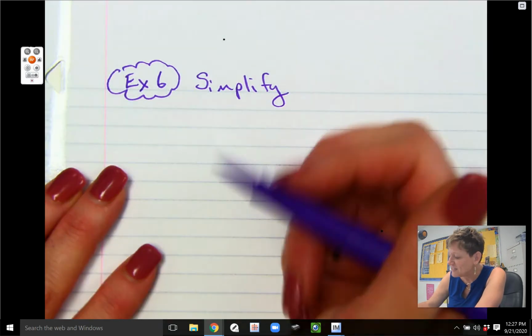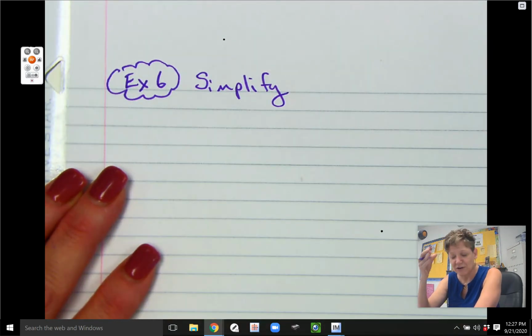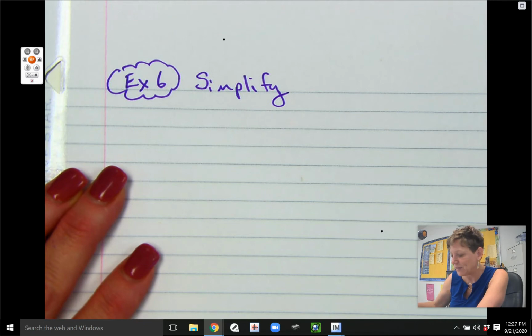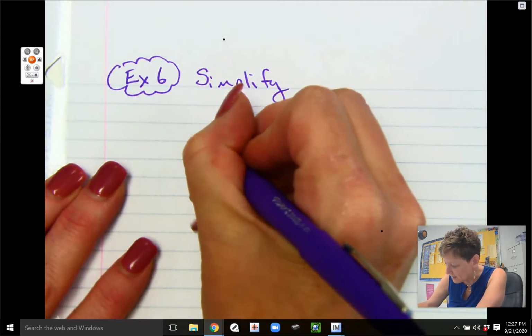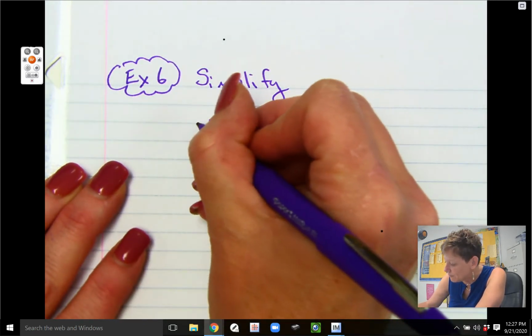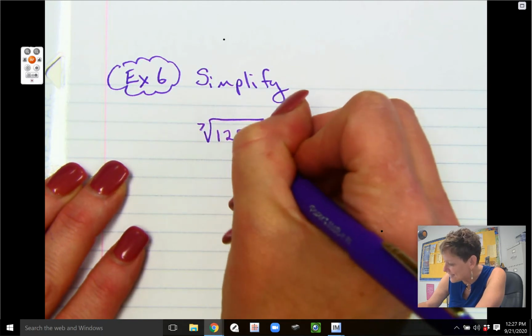This time we're going to combine numbers and variables and big indexes and see what we can do, putting a lot of properties together. So we have the 7th root of 128 x to the 8th.